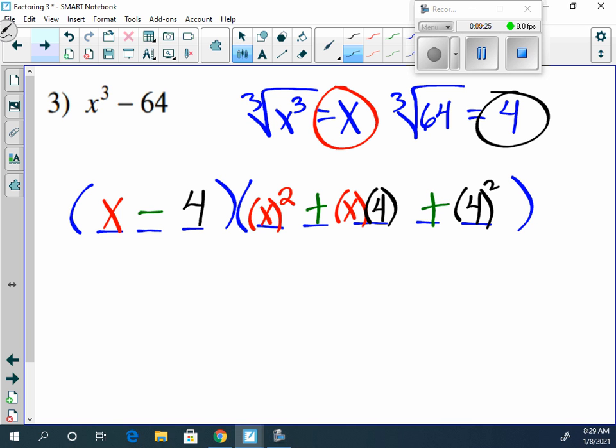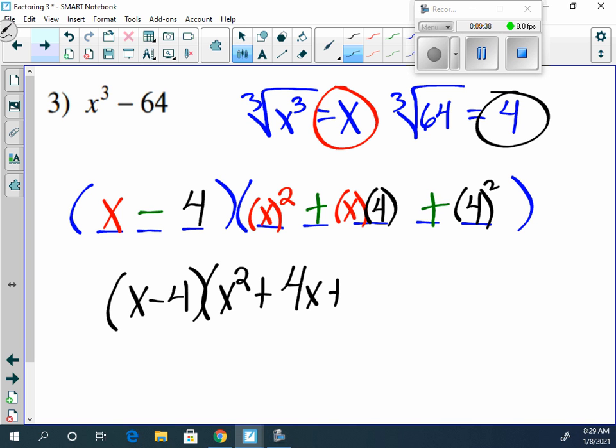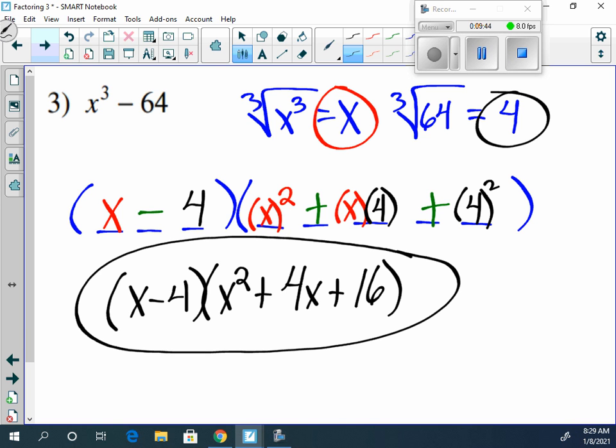Any questions on any of this thus far? Well, now we can really just simplify, because we'd have x minus 4. Then here we'd have x squared plus 4 times x would be 4x plus 4 squared would give us 16. And that's it. That's all we need to do with this.